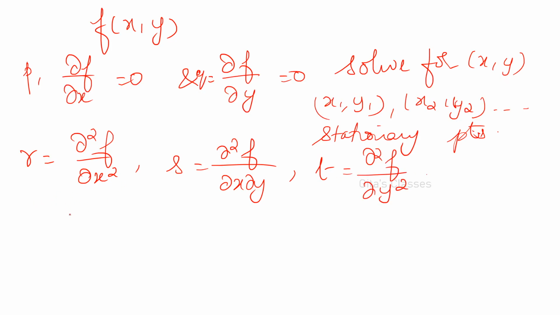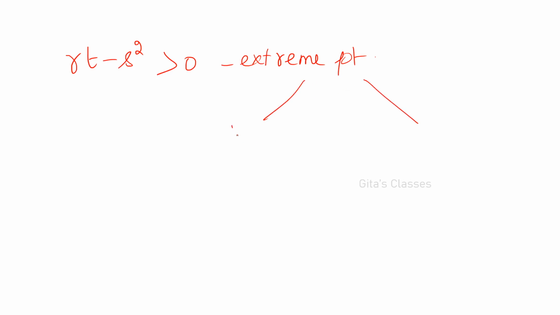Then you have to find out RT minus S squared at each point. Depending on this value of RT minus S squared, if it is greater than 0, it is called an extreme point. Now you have to decide whether it is maximum or minimum. For that, you substitute the same point in R. If R is greater than 0, the point is a minimum point. And if R is less than 0, then it is a maximum point.